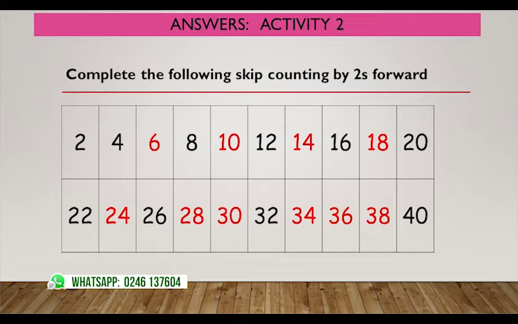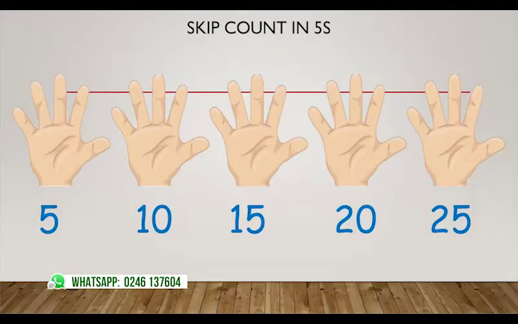You could see that this made our counting very easy and faster. Counting from 1 to 40 could have taken us a long time. But with counting in 2s and with skip counting, it made us count faster. Now, we are going to count in 5. We are going to skip count in 5.